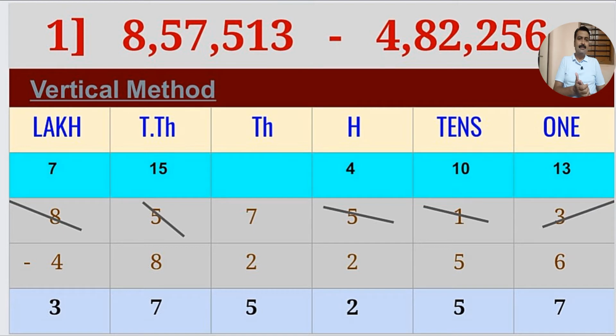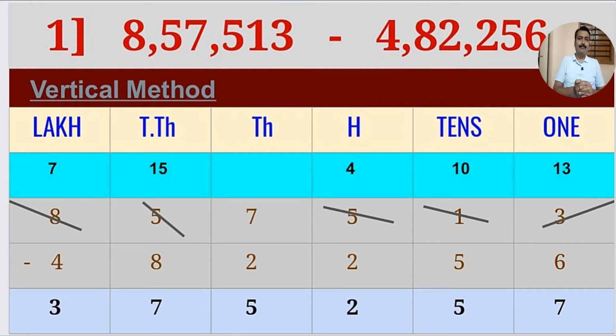Now in these columns we have to arrange the given two numbers in a proper way. Let's observe how we can arrange the first number, 8,57,513. We arrange the first number in the opposite way, that means starting from the ones place. So we arrange 3 in the ones column, 1 in the tens column, 5 in the hundreds column, 7 in the thousands column, 5 in the 10,000s column, and 8 in the lakhs column.